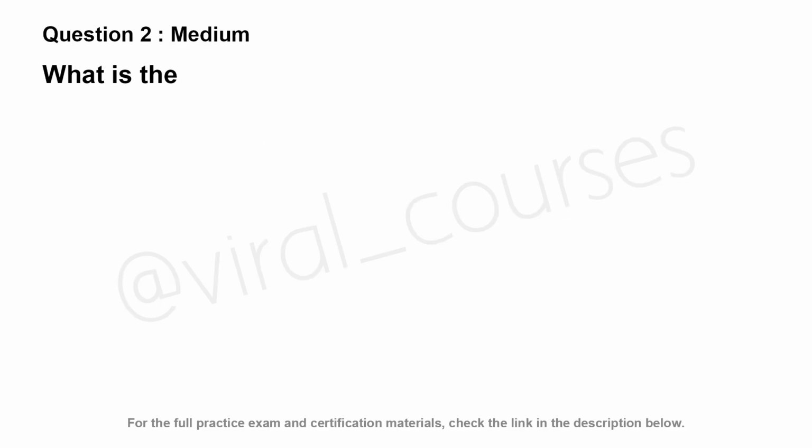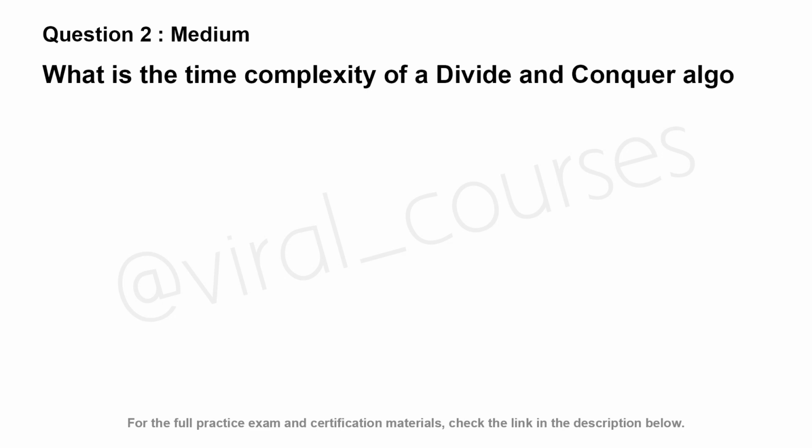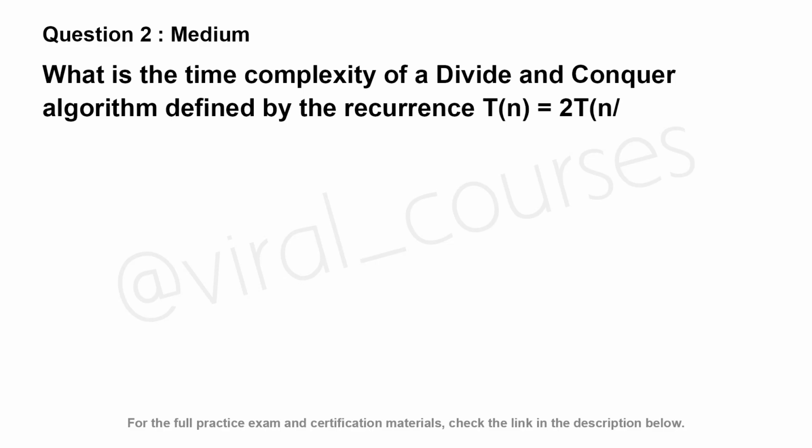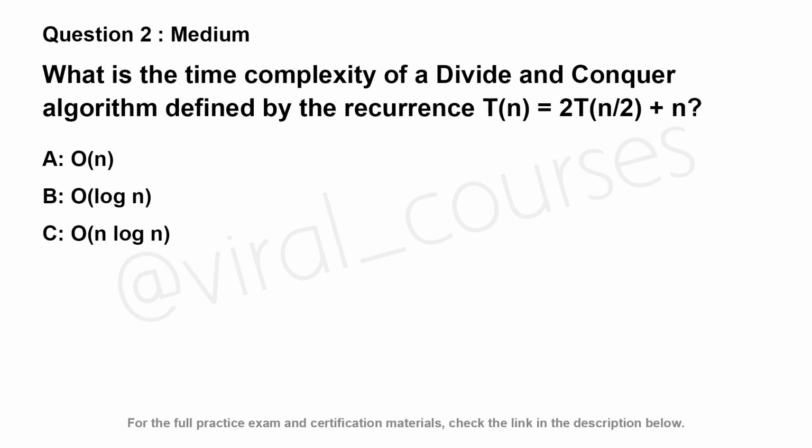What is the time complexity of a divide and conquer algorithm defined by the recurrence T(N) equals 2T(N/2) plus N? Option A, O(N). Option B, O(log N). Option C, O(N log N). Option D, O(N squared).